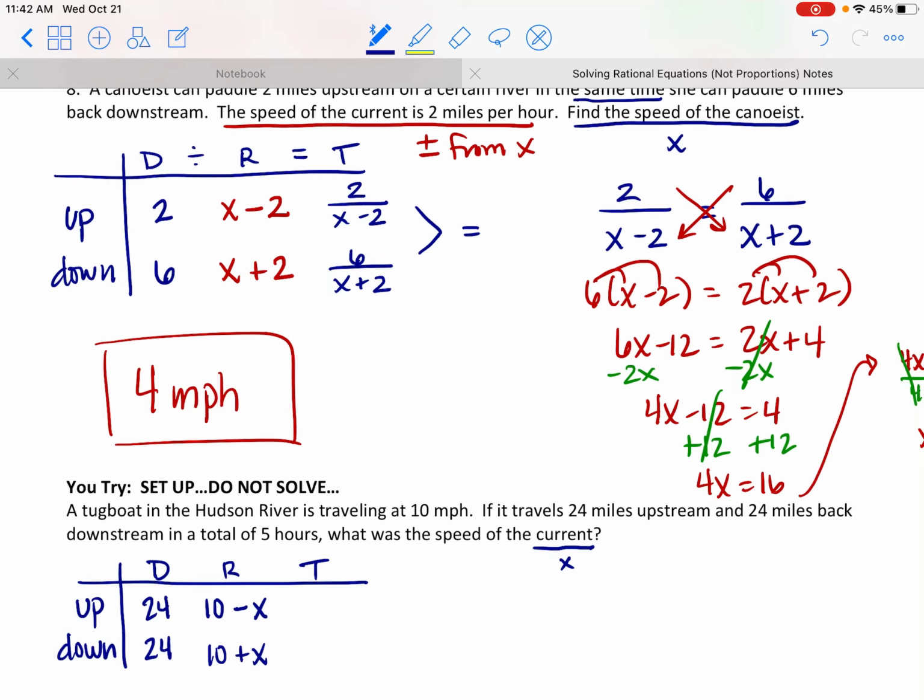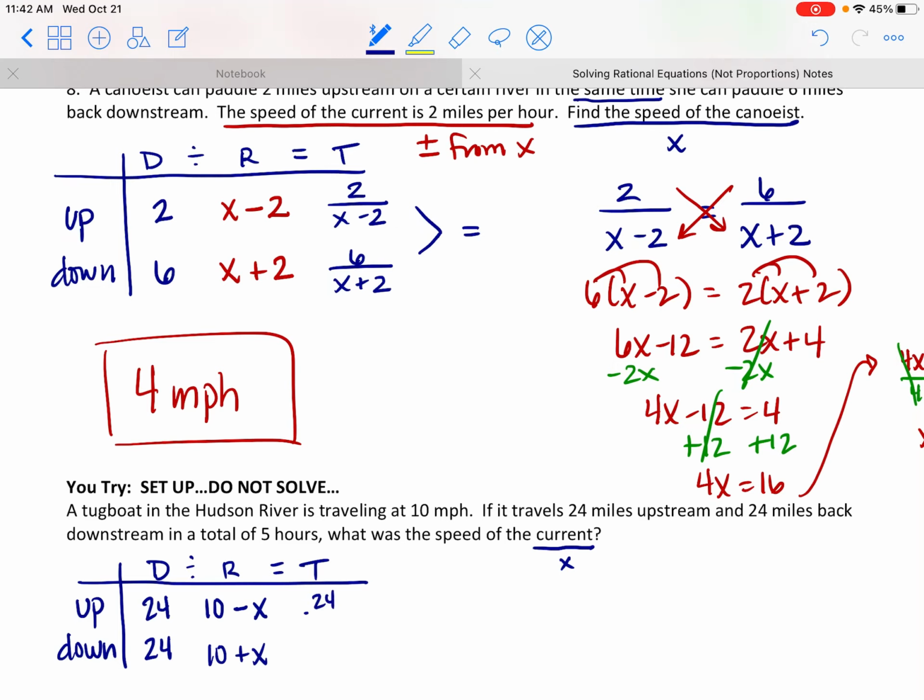Okay, so again, our time column, be careful. It says that the trip up and the trip back makes a total of 5 hours. So we know something about the time, but we don't know how much of the 5 hours is for the trip up. We don't know how much of the 5 hours is for the trip back. Obviously, the speeds are going to be different because of the current, so I can't just guess at how much each trip took. So again, this is going to tell me to use my t equals formula.